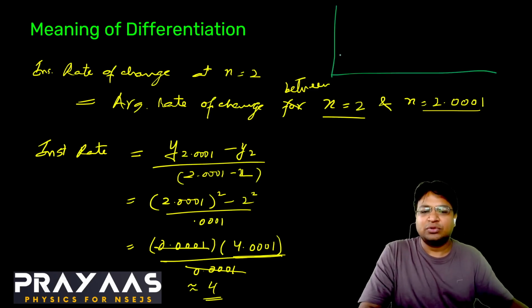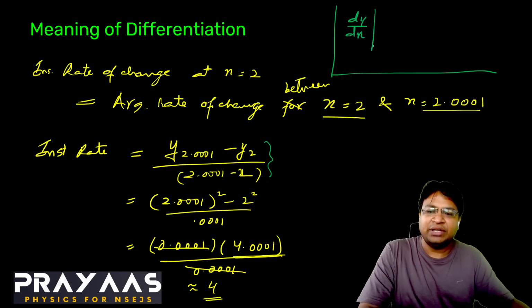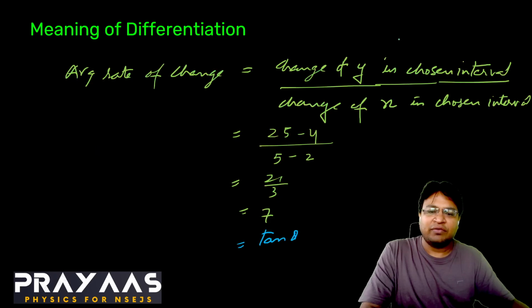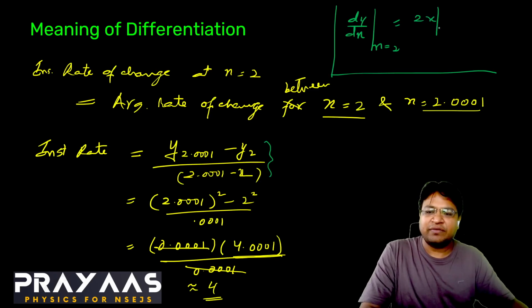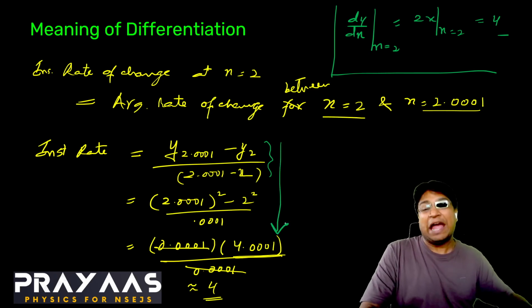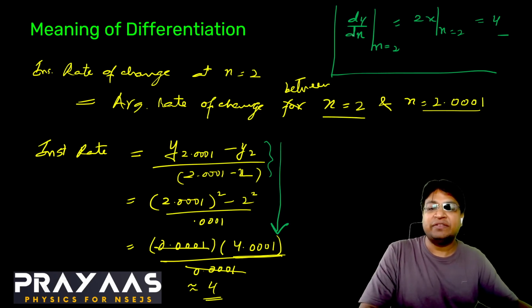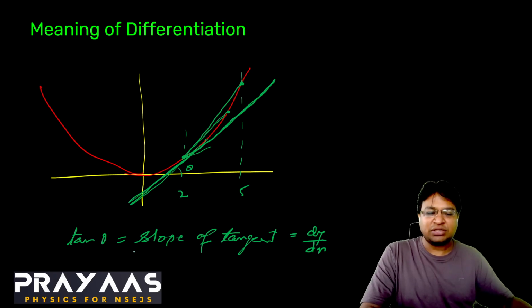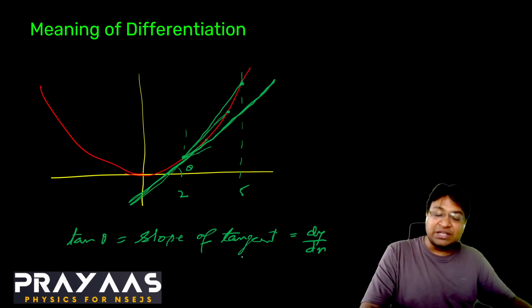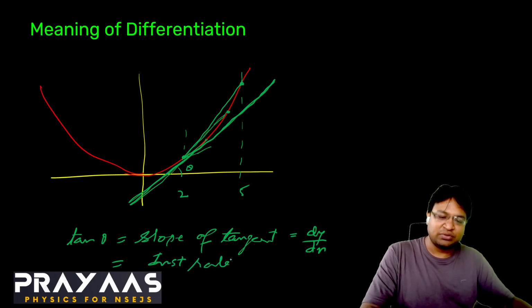The direct method to do this, instead of actually calculating the average in these two nearby points, we could have done this. If we would have done dy by dx at x equals 2, dy by dx would have been 2x. And when we put x equals 2, we are getting 4. So instead of doing all this effort, the direct way to get the instantaneous rate of change is to calculate dy by dx. So coming back to this, dy by dx is the instantaneous rate of change, which is equal to the slope of tangent.